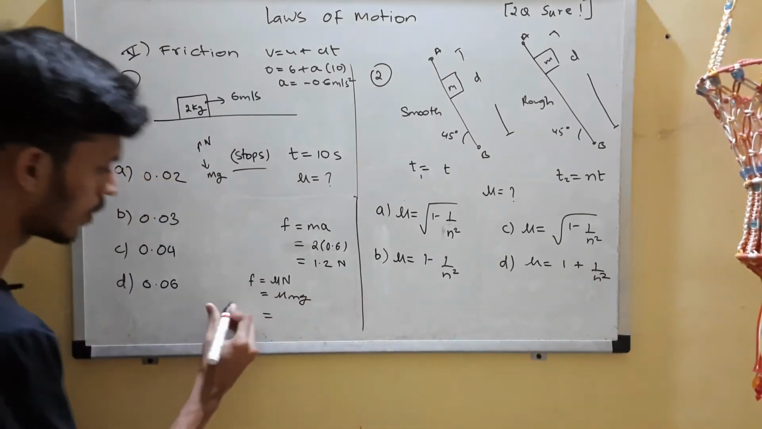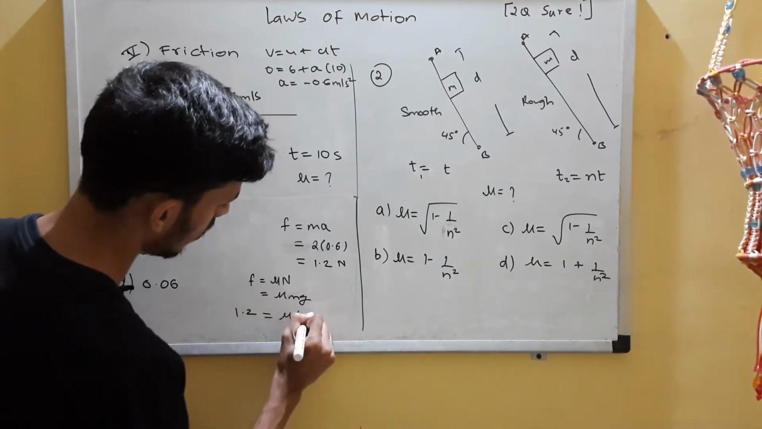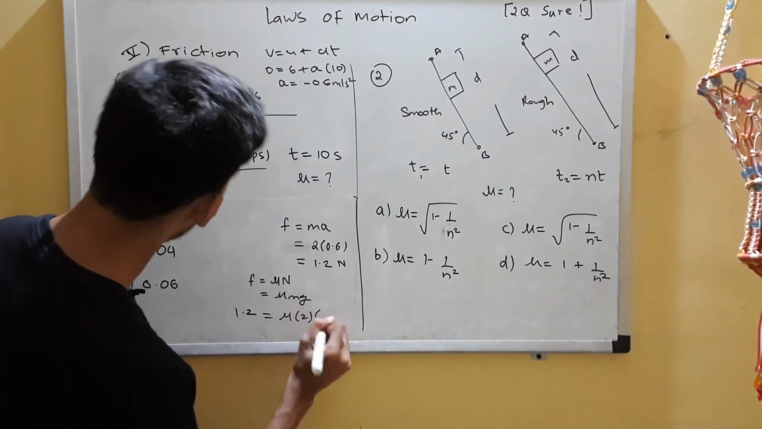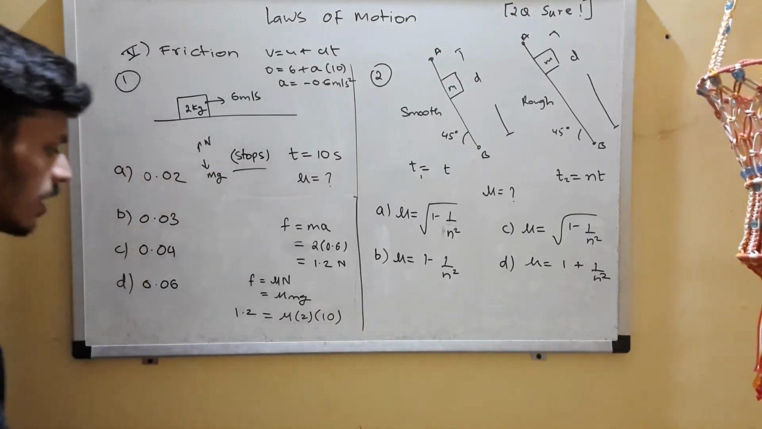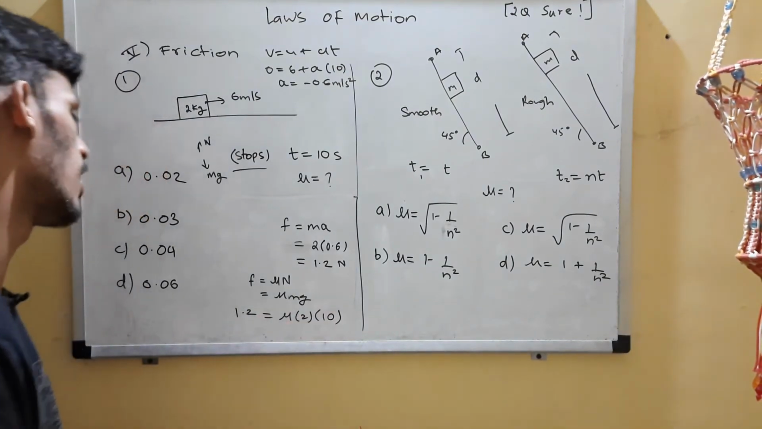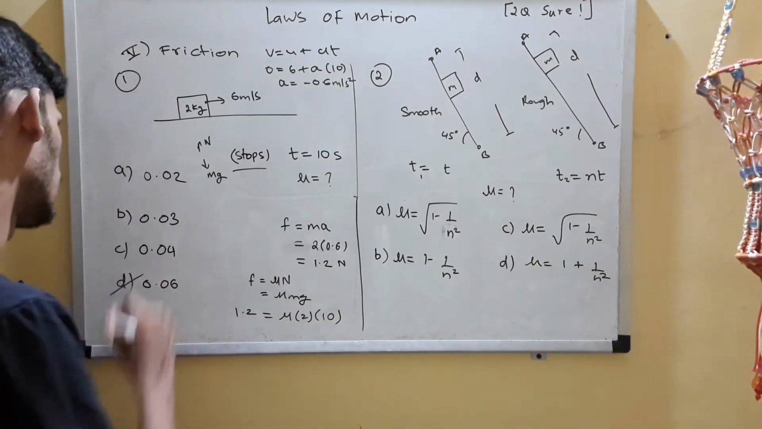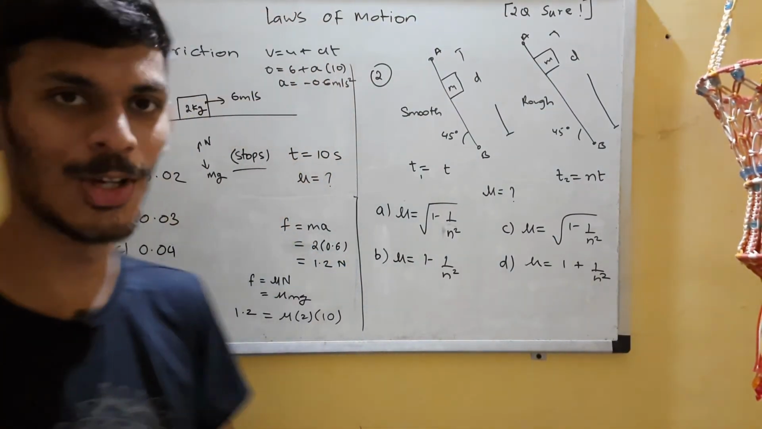Here you can substitute the frictional force 1.2, we want to find mu. M2g, we'll take it as 10 only. So if you see, it's 0.6 divided by 10, 0.06, okay? So option D, 0.06 is the correct choice over here.